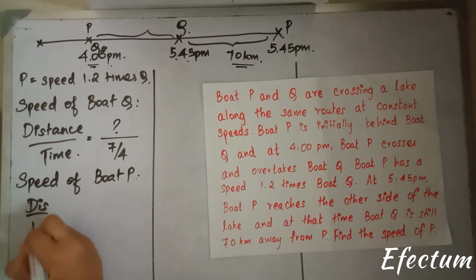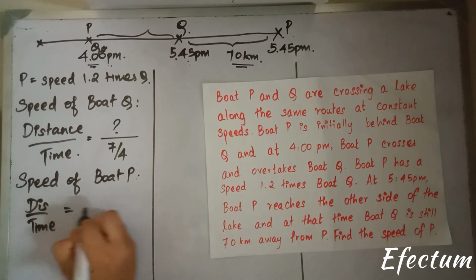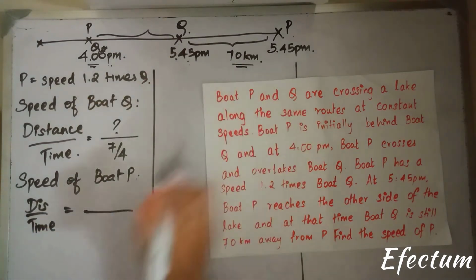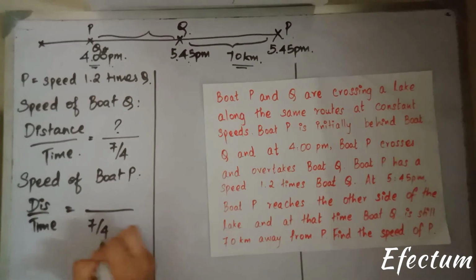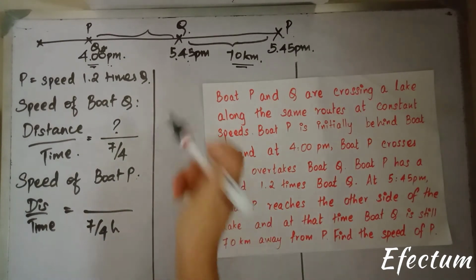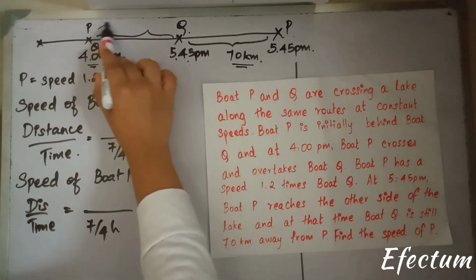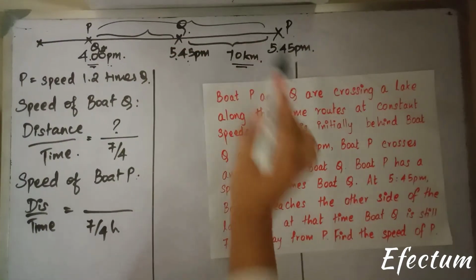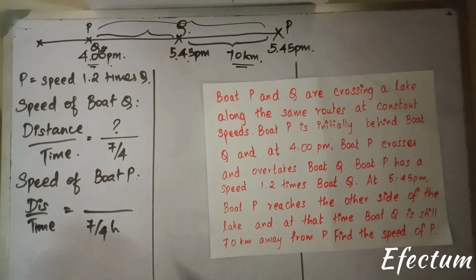It's distance by time. The time again would be from 4 to 5:45, so it's 7/4 of an hour. And what about the distance? Do we know this distance? We don't know that distance. The distance is not known in the problem.